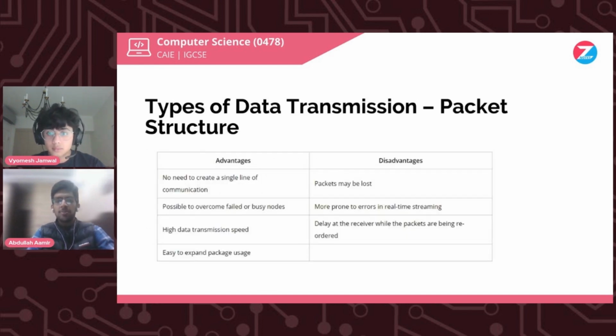Now, the next type of data transmission is the packet structure, as we've just explained. The advantages of this are that there is no need to create a single line of communication. There can be multiple ways, and once again, it is possible to overcome failed or busy nodes. So let's say there's a method of communication through, for example, the router. If you're using a wired connection and a wire is busy or has failed, it will be able to find another way through. But if there's another method, it may not be able to find its way through.